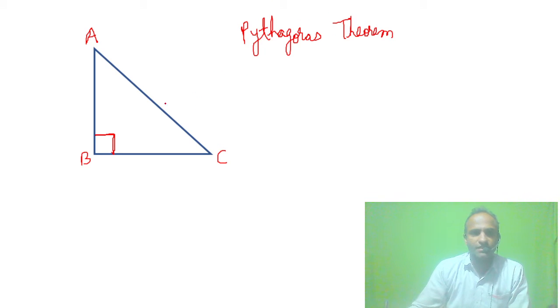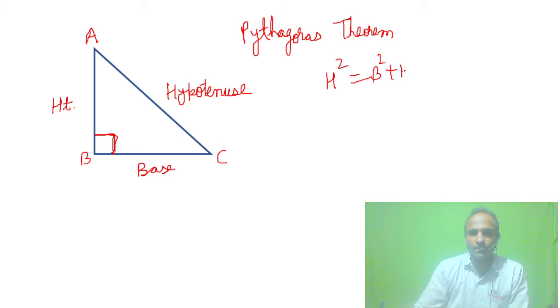What is the side opposite to this 90 degree? It is called the hypotenuse. And this is the base. Suppose BC is your base and AB is your height. So hypotenuse square is equal to base square plus height square. Pythagoras theorem is only helpful if two sides are given and you have to find only one side. In that case, Pythagoras theorem is useful.